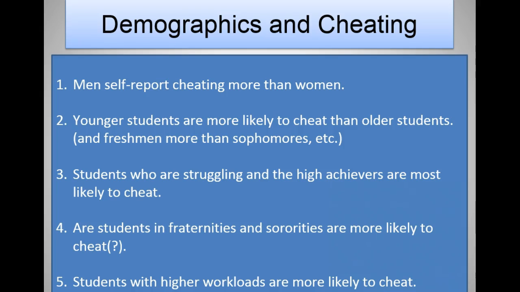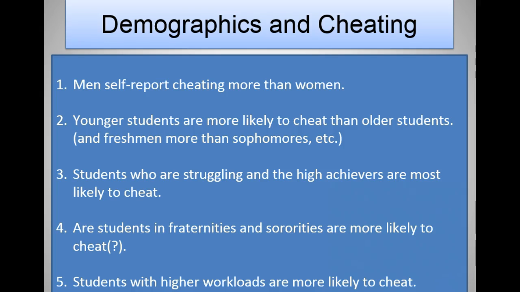Men self-report cheating more often than women. Some of the statistics I look at, it was multiple percentage points. Younger students are more likely to cheat than older students. We already mentioned that. Students who are struggling, but also the very high achievers, are more likely to cheat than those people in the middle.